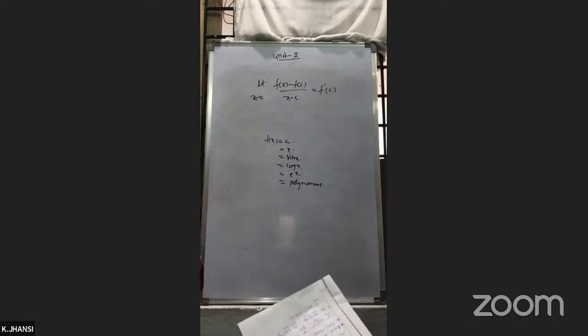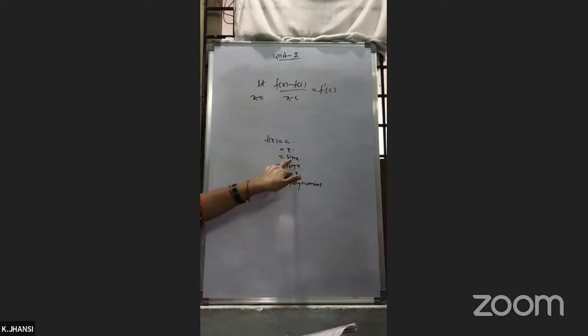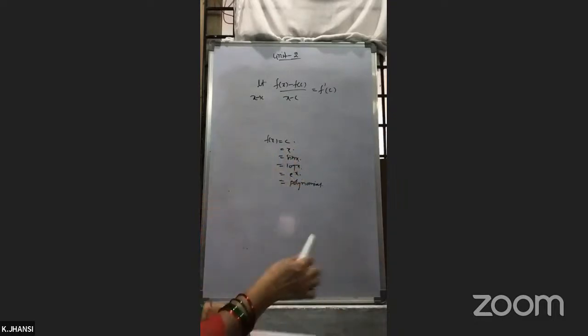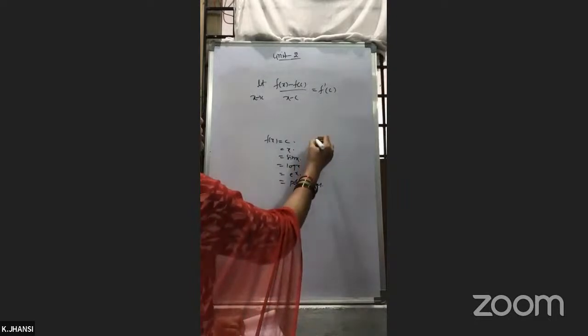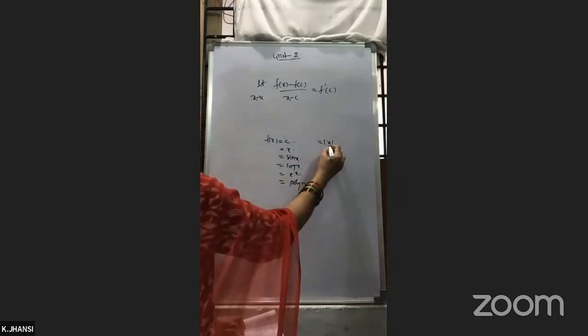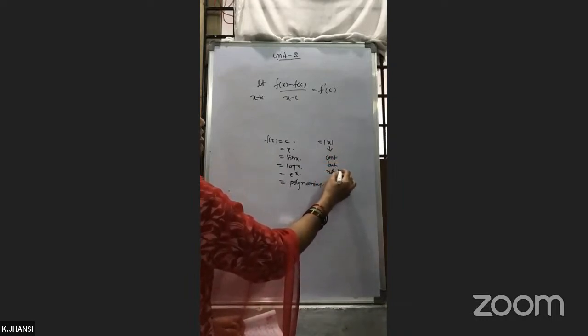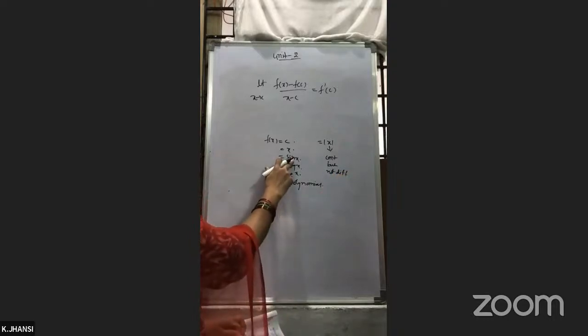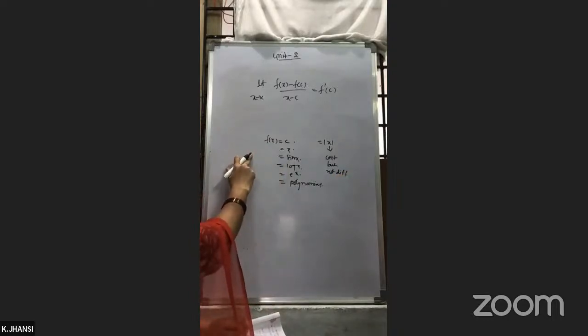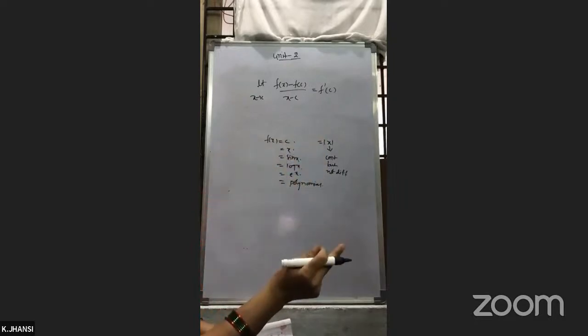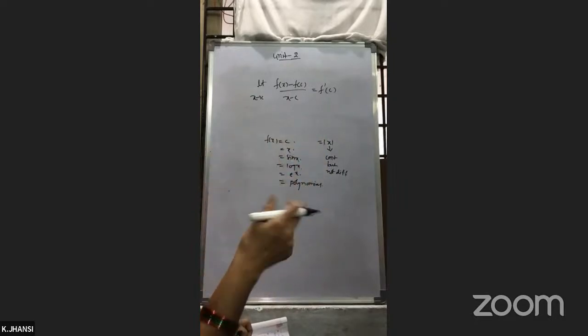Every differentiable function is continuous, but the converse of this theorem is not true. That is, every continuous function is not differentiable. If a function is both continuous and differentiable, it is applicable here. But take the example of f of x equals mod x: this is continuous but not differentiable. If a function is differentiable, it is compulsorily continuous, but a continuous function need not be differentiable.